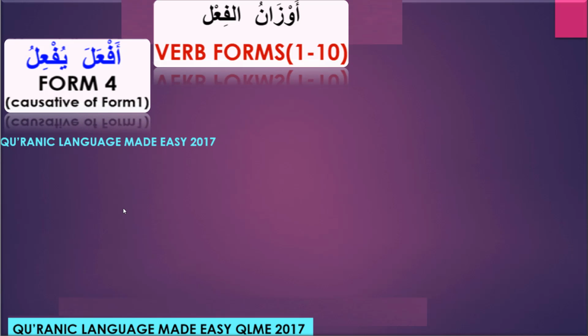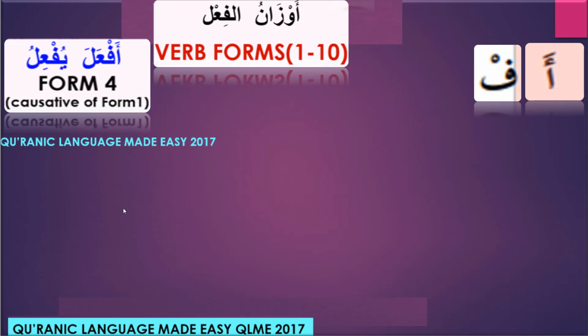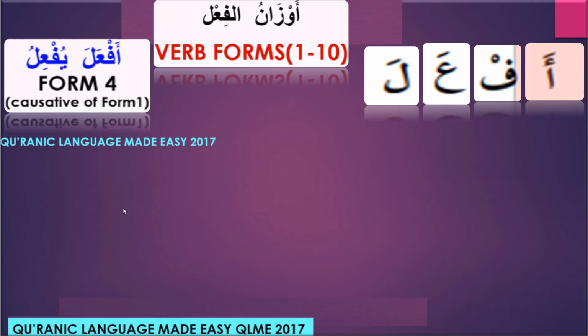Let's move to our form 4, that is af'ala yuf'ilu. These verbs can be recognized by the initial hamza in the madi past tense conjugation, and they are often causative counterparts of verbs in form 1. For example, sha'ara is to know, but ash'ara is to inform. These are built on form 1 by prefixing a hamza to the form 1 verb, putting a sukun over the first radical. This is similar to form 2 in that it is usually a causative version of form 1.